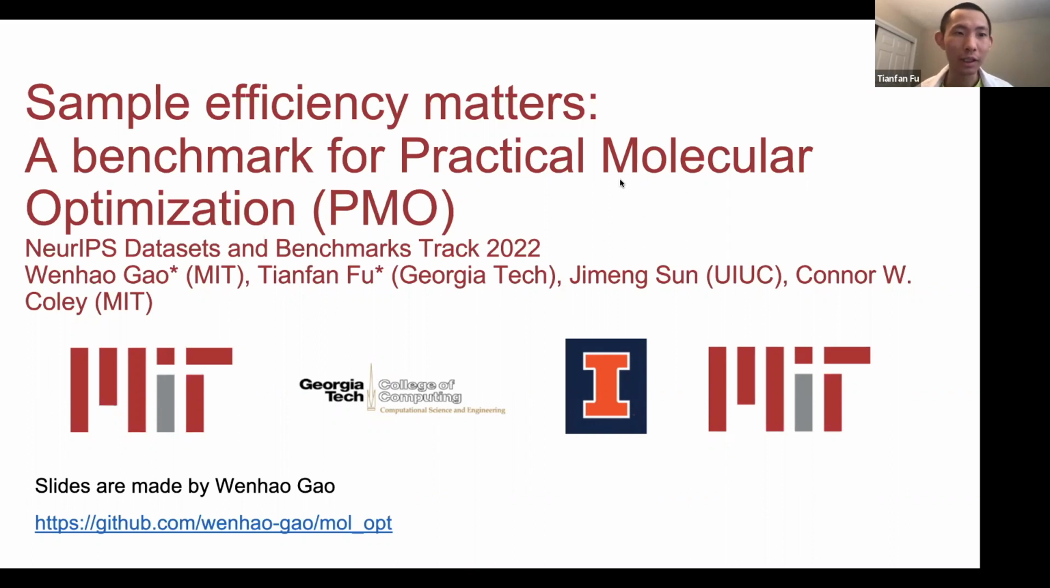Today, I'm delighted to present our recent paper entitled Sample Efficiency Matters, a Benchmark for Practical Molecular Optimization, PMO. It's accepted by the NeurIPS dataset and benchmark track recently. This is a joint work with Wenhao Gao from MIT, Professor Jimeng Sun from UIUC, and Professor Connor Coley from MIT. And we release our code on GitHub.